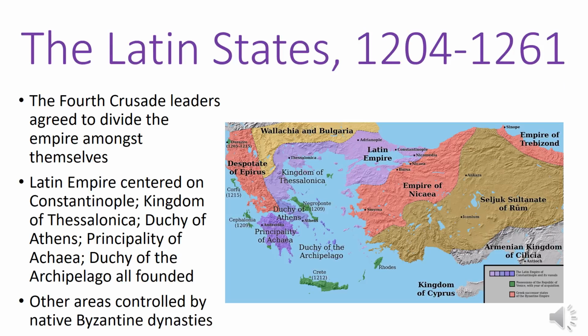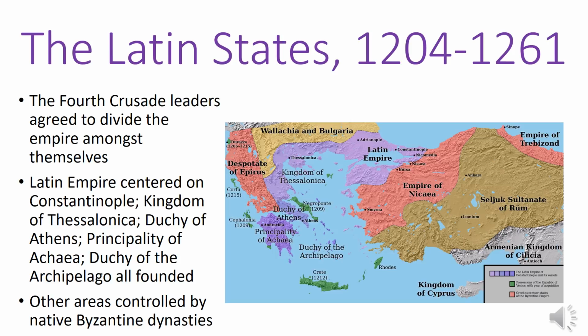So let's rewind just a bit to the Fourth Crusade. At the conclusion of the Fourth Crusade, the leaders decided to divide the empire amongst themselves. And they assumed that they would be able to take over all of it, and they didn't really think about the possibility of Byzantine splinter states emerging. So originally they had a grand design, and that design kind of didn't quite work out the way that they wanted.